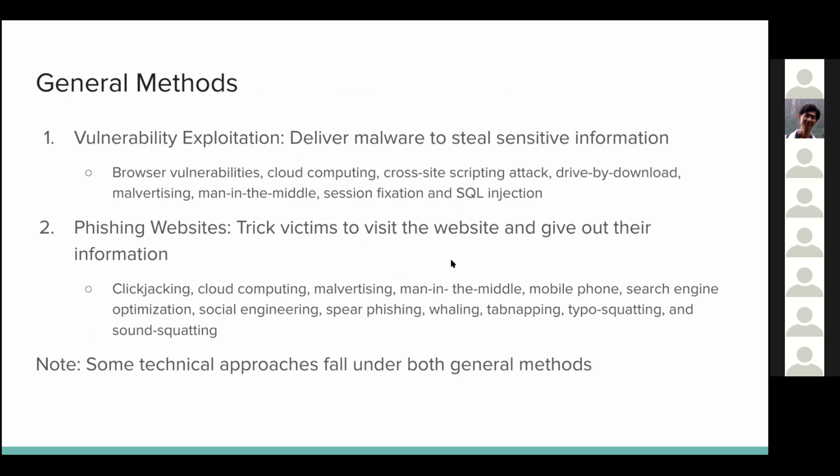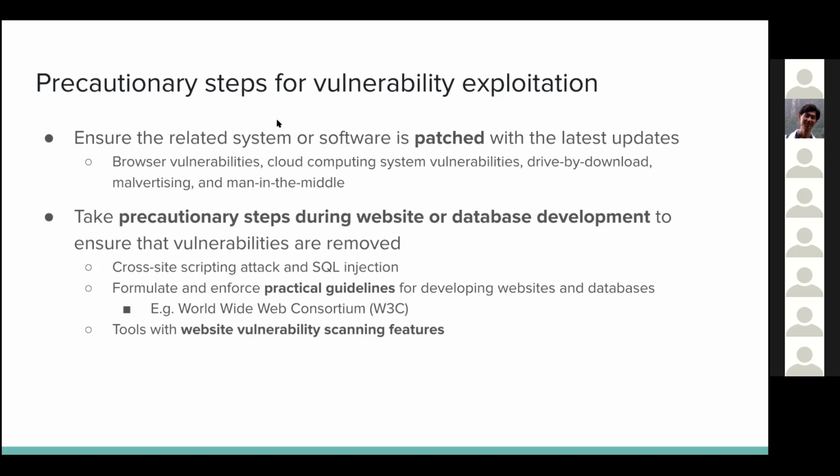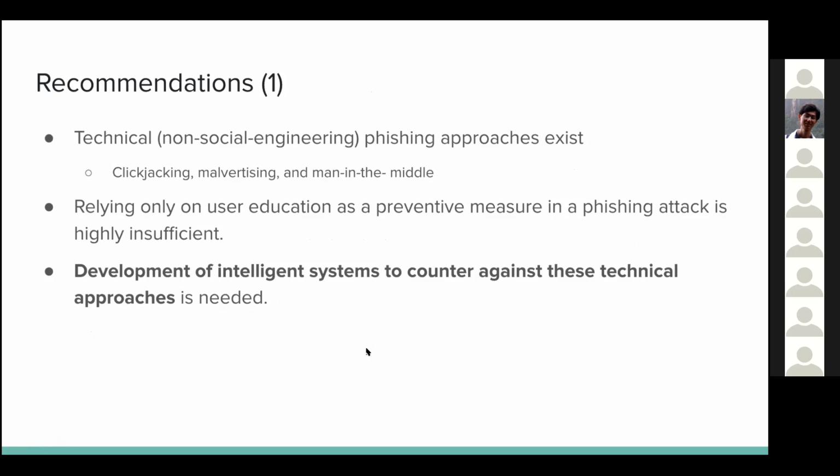So for the first one, vulnerability exploitation, the precautionary steps are just to make sure that software is patched, and during development, developers need to make sure that the websites are coded properly. The paper recommends some policy-level changes or things to enforce website guidelines. Then the other recommendations are from this survey.